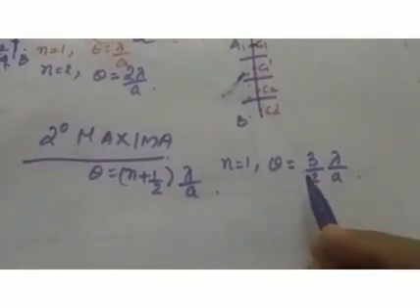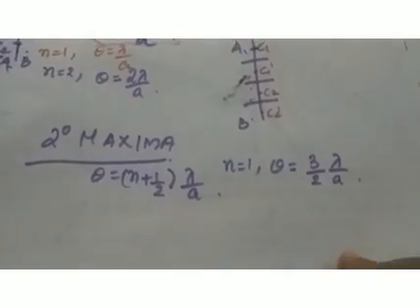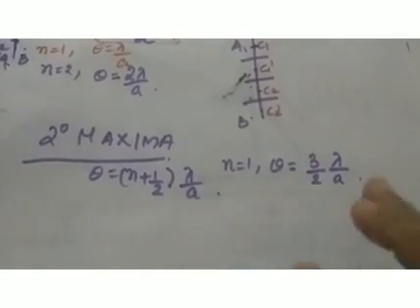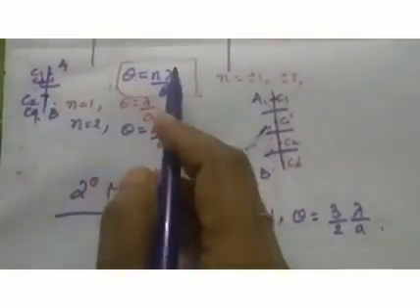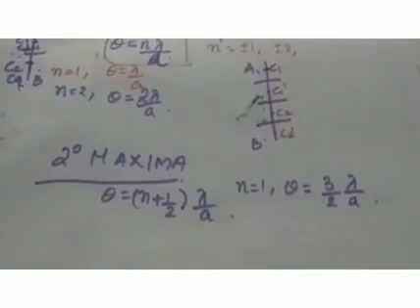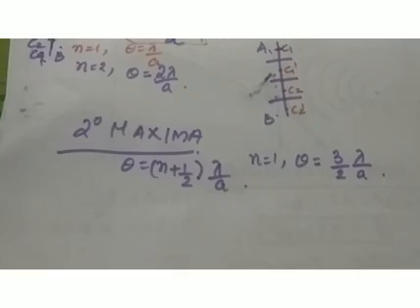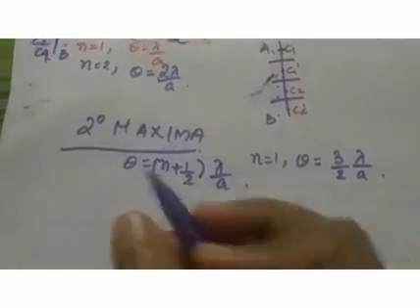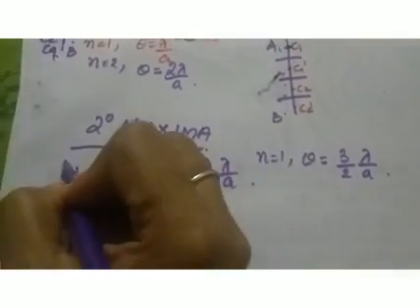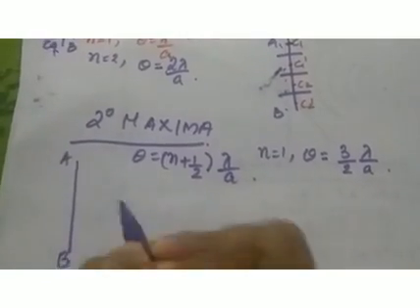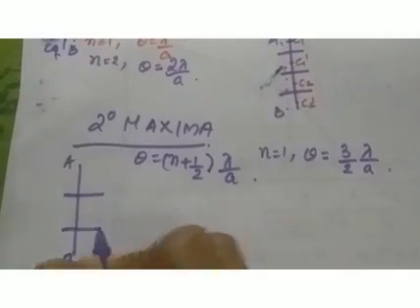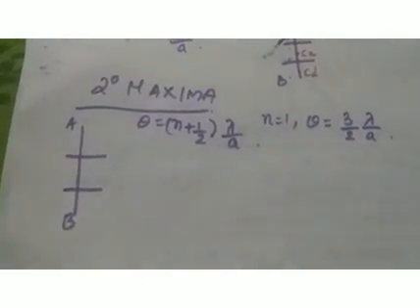So if theta is equal to 3 by 2 lambda by a, we need to divide the slit into 3 equal parts. When theta was just lambda by a, we divided the slit into 2 equal halves. But here theta is equal to 3 by 2 lambda by a, so in such a case the slit is divided into 3 equal parts. So divide the slit AB into 3 equal parts: 1, 2 and 3.